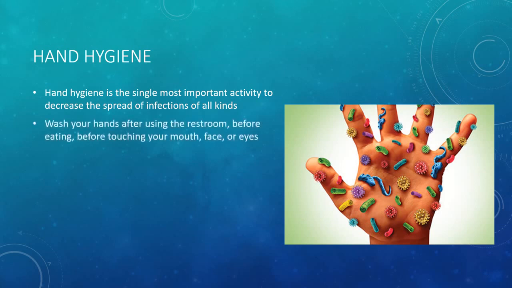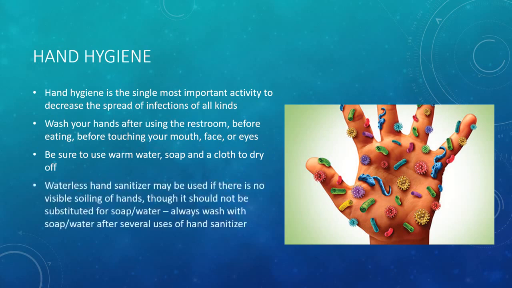Wash your hands after using the restroom, before eating, before touching your mouth, face, or eyes. Be sure to use warm water, soap, and a cloth to dry off. Waterless hand sanitizer may be used if there is no visible soiling of hands, though it should not be substituted for soap and water. Always wash with soap and water after several uses of hand sanitizer. Wash hands after wearing gloves.